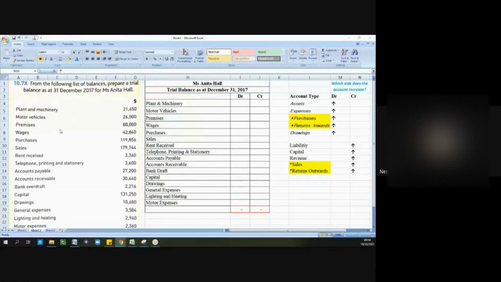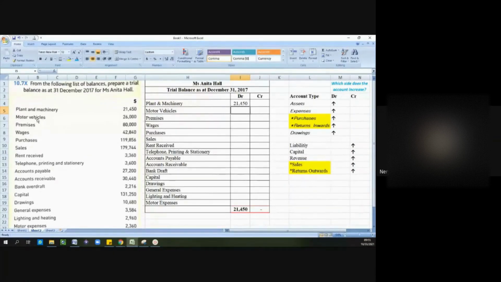Okay, so let me start with the first one, plant and machinery. Plant and machinery is an asset account, okay? Because that is an asset account, we know that it increases on the debit side, hence the balance brought down will normally be on the debit side. So I'm going to record that same balance that I have there on the debits column, okay?